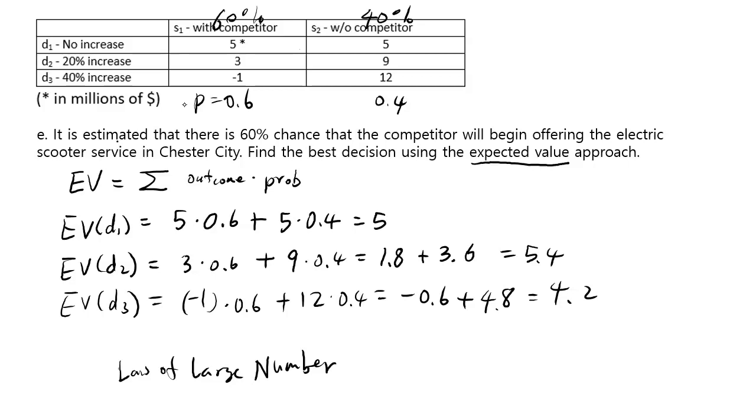Alright, so that's called the expected value approach. You calculate the expected value and you look at the highest number, and in this case, this wins. This has the highest expected value, so the expected value approach will be choosing D2, and therefore the answer will be D2 increased by 20%.